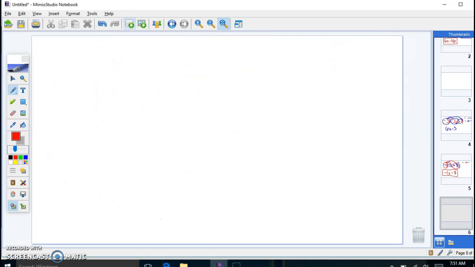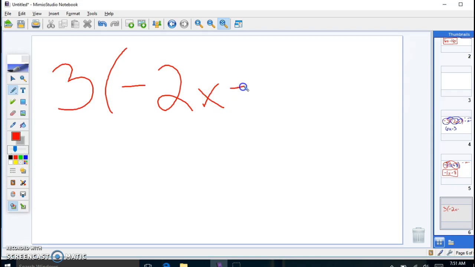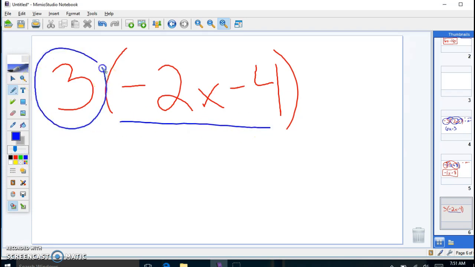What happens if we have something like this? What if we have 3 times (negative 2x minus 4)? Well, in this case, again, everything inside the parentheses is going to be multiplied by that 3. Is that 3 positive or is it negative? It is positive because you don't see a negative sign.